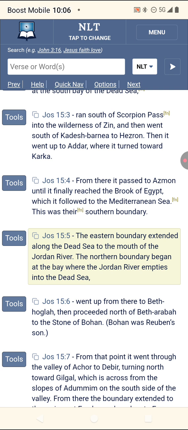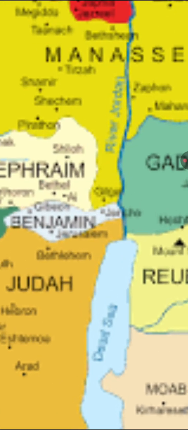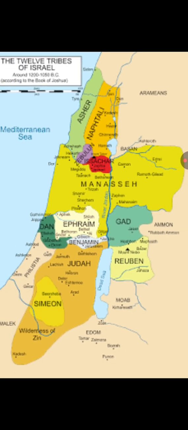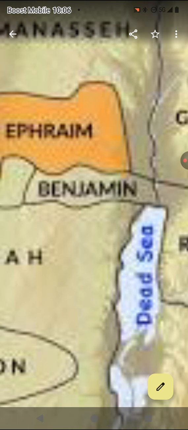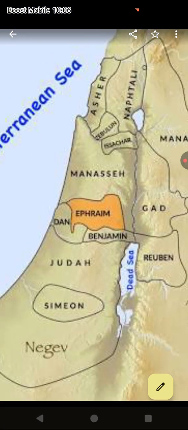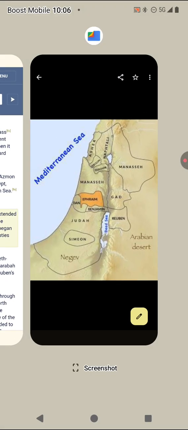The eastern boundary extended along the Dead Sea to the mouth of the Jordan River. The northern boundary began at the bay where the Jordan River empties into the Dead Sea. Okay, and that's why I said it's give or take with these maps, because you see right here, there's that Jordan River, the dark blue, and then the lighter one is obviously the Dead Sea. And so right here you see the land directly stopping at the north of the Dead Sea. So, all right, that's why we want to bring up both of them.